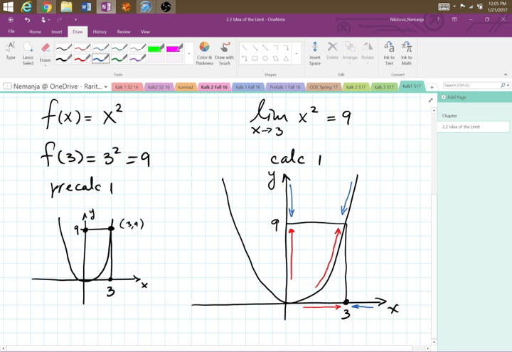So this arrow here is introducing the change, the motion. And as the point moves towards 3, moves towards this point, moves towards 9, as it moves from this side, we'll be moving down, we'll be moving here, and they converge at 9. And the major theorem in this section says that if the motion from the left and motion from the right agree on a y value, then you have the limit and it's that y value.